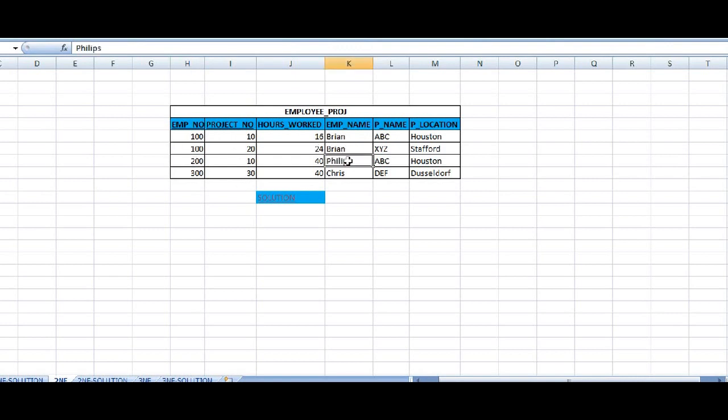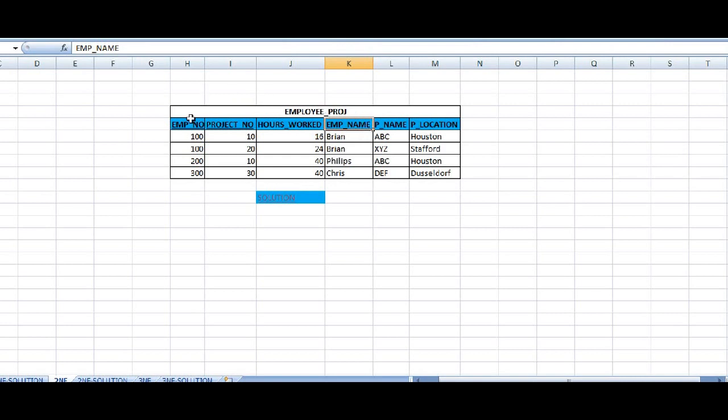So in summary, I can say that employee name is dependent on employee number but not on project number. So what we can conclude is employee name is not fully dependent on the primary key of this table, because the primary key of this table is these two columns. So in this scenario, you have to split this relation into another relation so that every non-prime attribute, for example employee name, will be dependent on employee number.